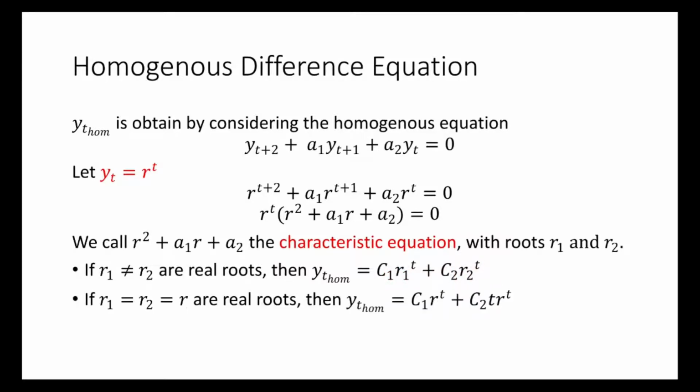But now if we only have one real root, so the roots are the same, r1 equal to r2 equal to r, then we will have this one. The homogeneous solution will be c1 r to the power of t, but of course we cannot add another r to the power of t, so we have to multiply with t. Of course there is another possibility, that r1 and r2 are complex roots, but we will not learn about this in this course.